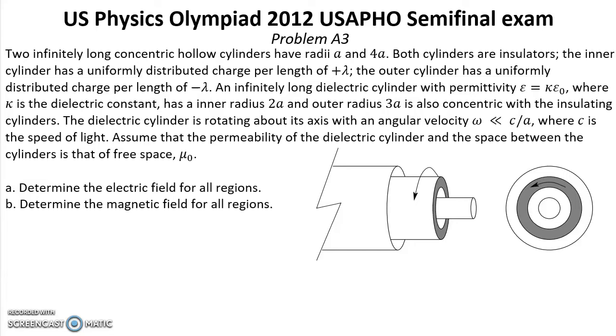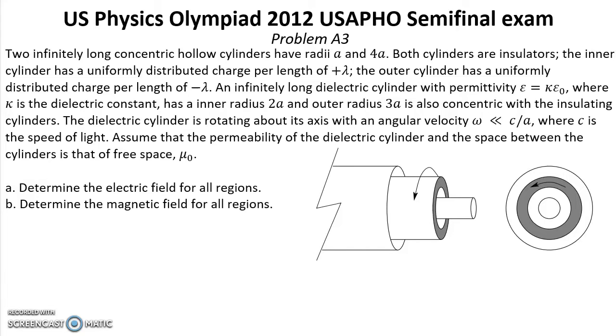The dielectric cylinder is rotating about its axis with an angular velocity omega much less than c over a, where c is the speed of light. Assume that the permeability of the dielectric cylinder and the space between the cylinders is that of free space, mu 0. Question A. Determine the electric field for all regions. Question B. Determine the magnetic field for all regions.